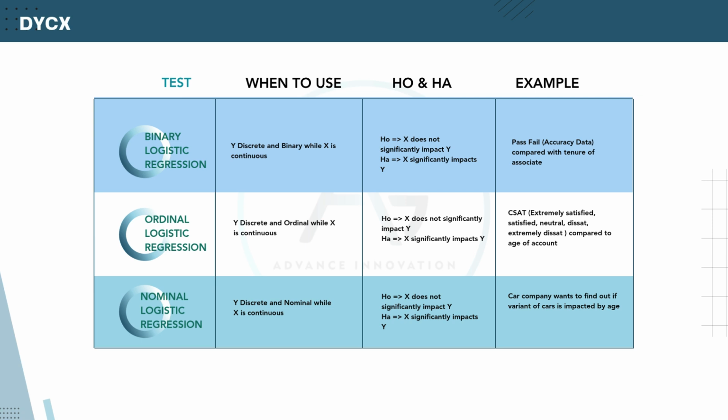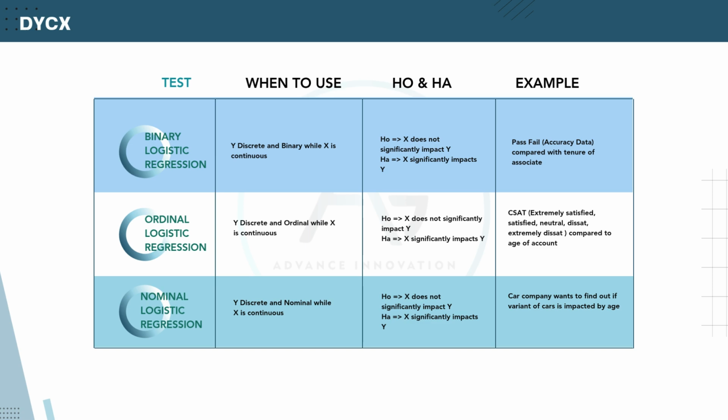3. Nominal logistic regression. Apply this when your Y variable is nominal, e.g. car type, color choice, with no natural order, and X is continuous. Hypotheses: H0, X does not significantly impact Y, Ha, X significantly impacts Y. Example: a car company wants to assess if the customer's age influences their choice of car variant.